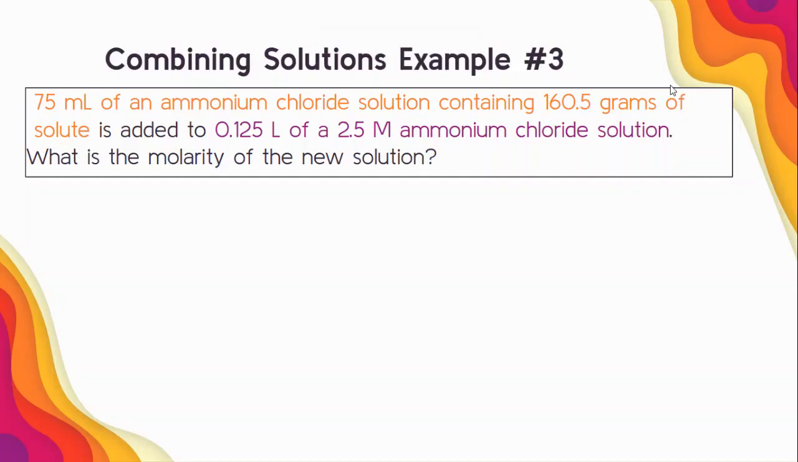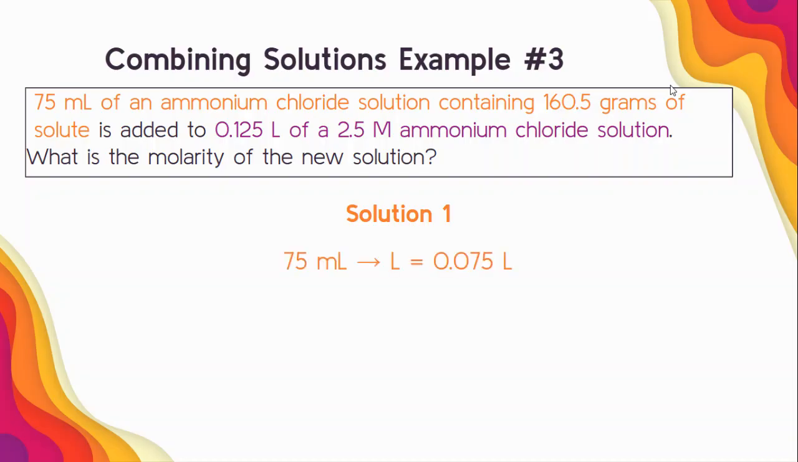For the third example, we have 75 milliliters of an ammonium chloride solution containing 160.5 grams of solute added to 0.125 liters of a 2.5 molar ammonium chloride solution. We want to know the molarity of the new solution. So remember, we need 2 numbers for each solution. We need the number of moles of solute, and we need a volume in liters. So let's start with solution 1, which is in orange.